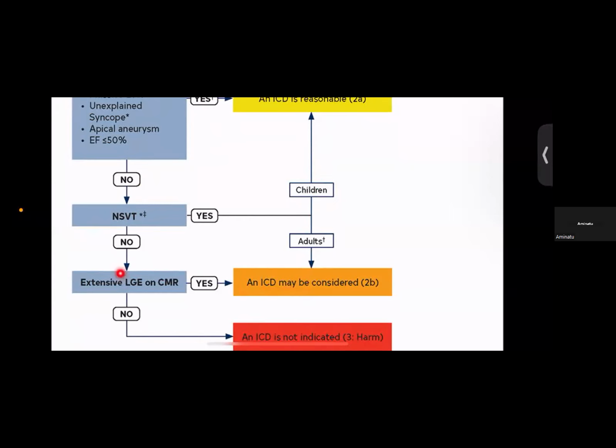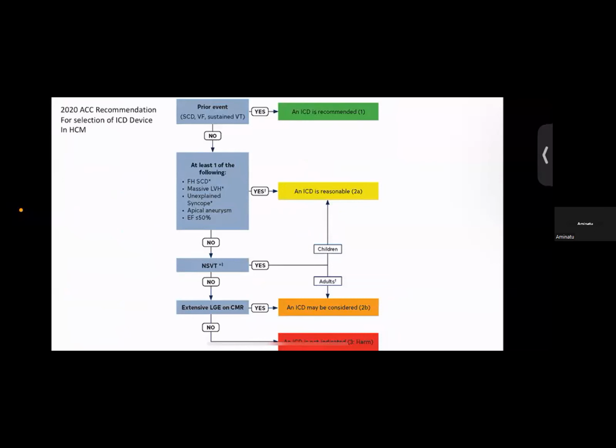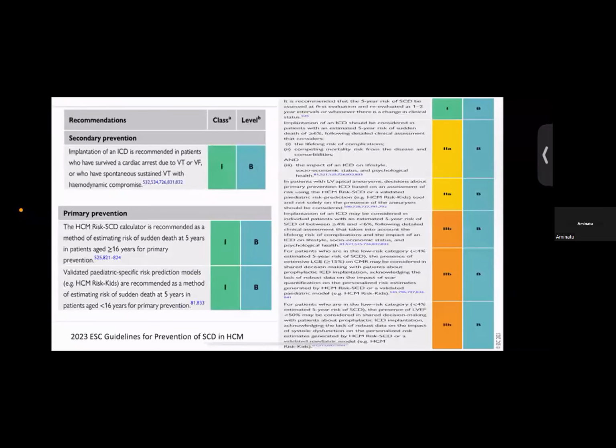Now, if this patient did not have any non-sustained VTAC, but the patient has extensive LGE on CMR, then we may consider ICD. But if there is no LGE on CMR, then ICD is contraindicated. So it's pretty straightforward. This is the 2023 ESC guideline for prevention of SCD in HCM.